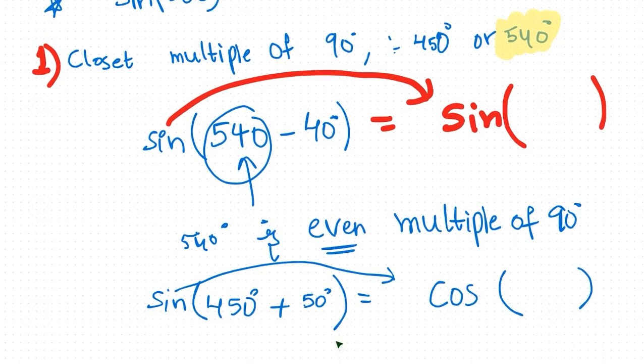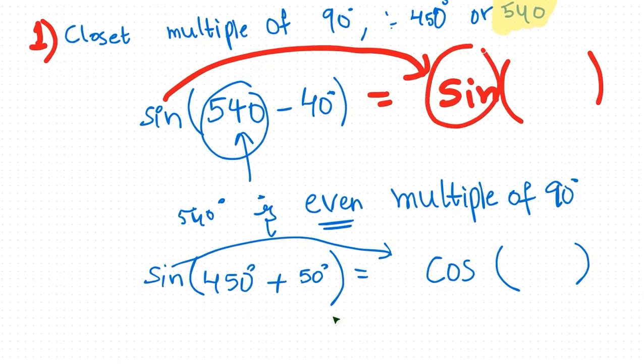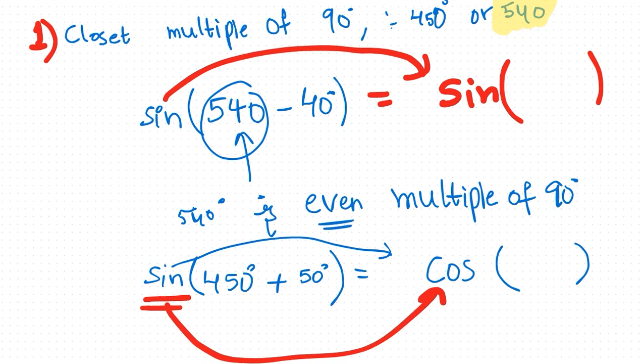First things first, we have understood how the trigonometric function changes in the answer, sine or cos. If it is an even multiple, it does not flip, sine remains sine. If it is an odd multiple, sine flips to cos. This is the first thing. There is one more thing to take care of, which is the positive or negative sign. What will the answer be, whether positive or negative?